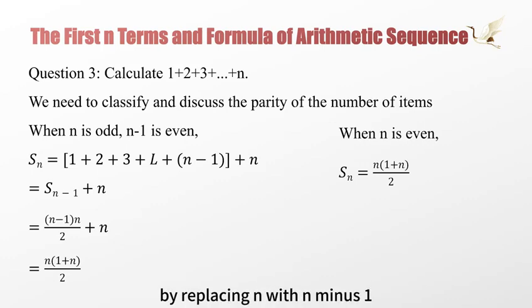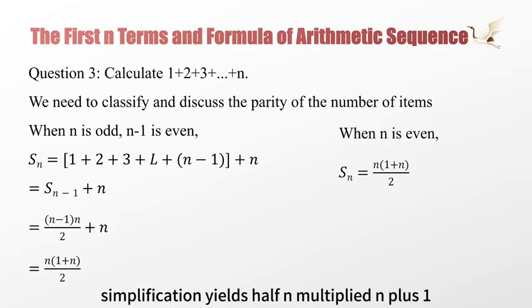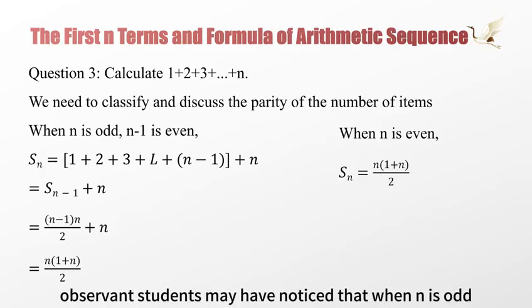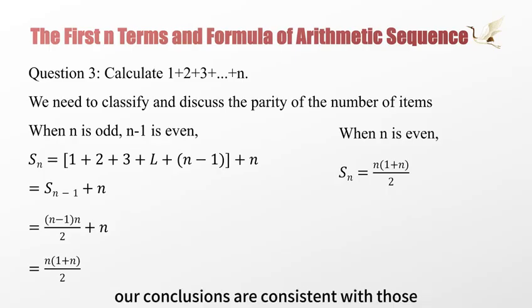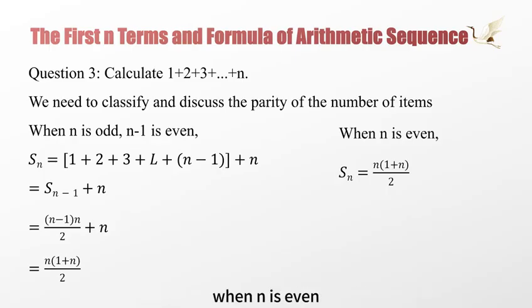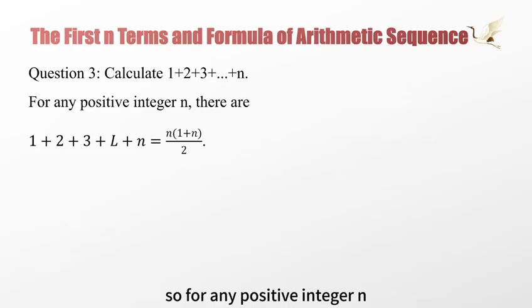By replacing n with n minus 1, we can obtain S(n-1), which should be equal to (n-1) multiplied by (1 plus n-1) divided by 2, that is, n. Simplification yields half n multiplied by n plus 1. Observant students may have noticed that when n is odd, our conclusion is consistent with that when n is even. So for any positive integer n, we have 1 plus 2 plus 3 added up until n equals n multiplied by n plus 1 divided by 2.